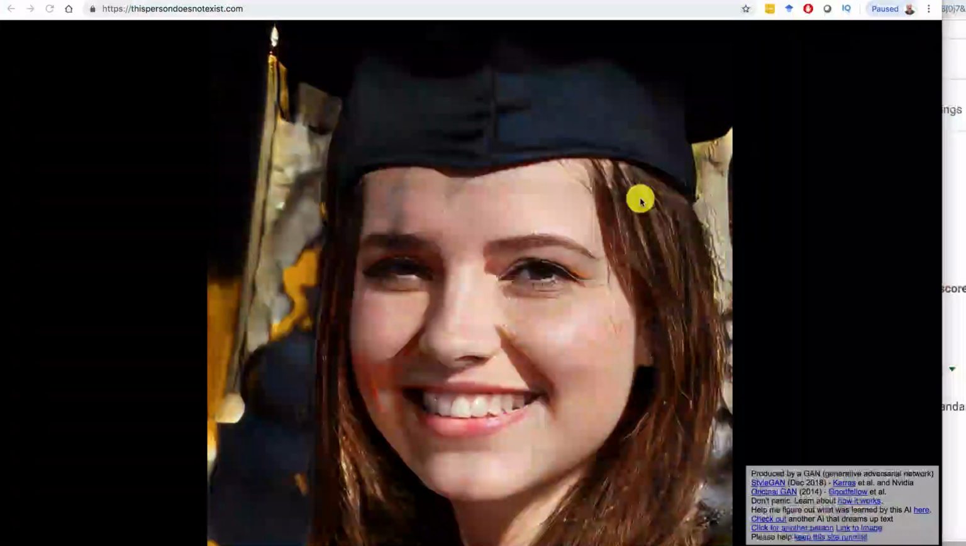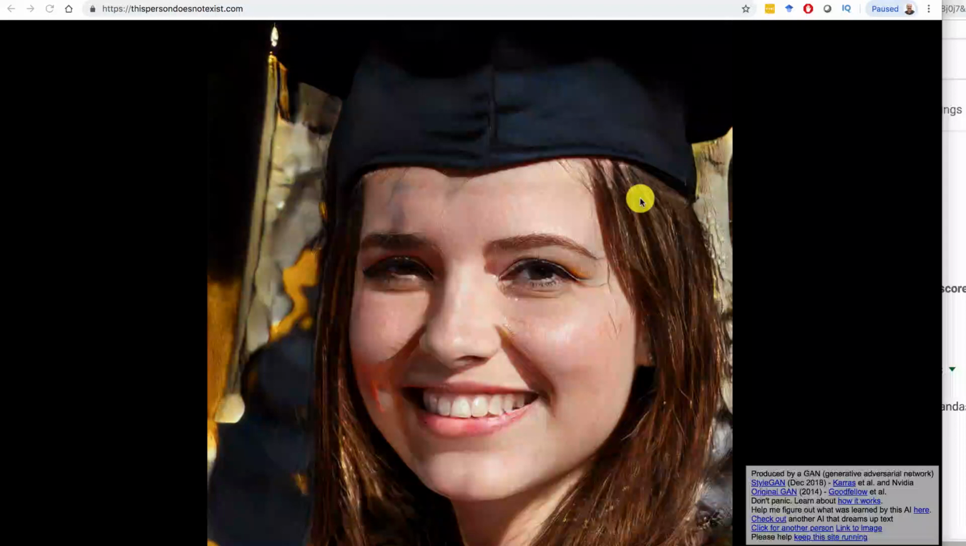Okay, so let's talk about GANs. GANs stand for Generative Adversarial Neural Network. This is really two neural networks that work together to produce a highly realistic image or other type of data. So this person that you're looking at here is completely fake. They don't exist. They were created by a GAN that studied on many, many, many human faces.